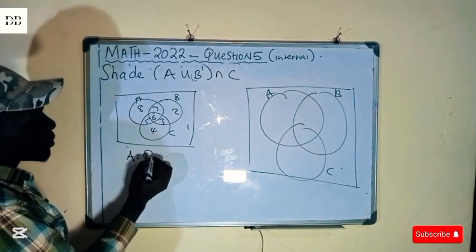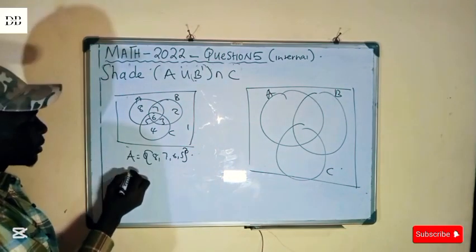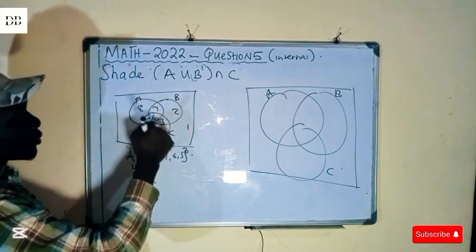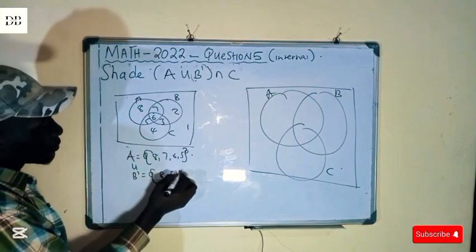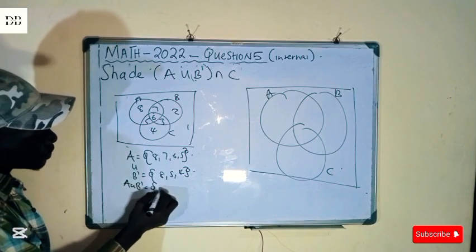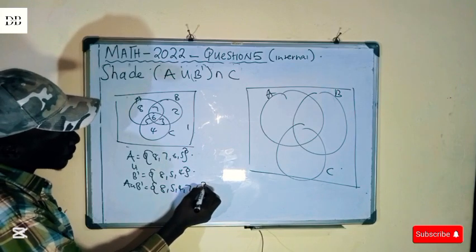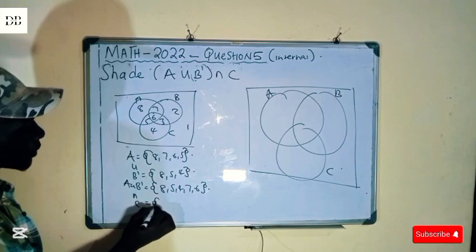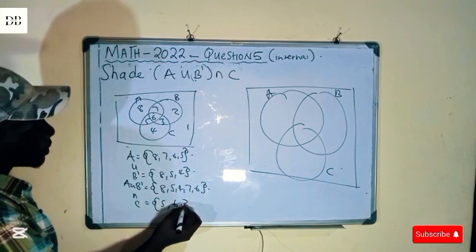Our A in this case, we have 8, 7, 6, 5. And then we have union. Our B complement is equal to things that are not found in B. We have 8, 5, and 4. Then uniting them, we have A union B complement, which is equal to 8, 5, 4, 7, 6. And then we intersect it with C. So things found in C, we have 5, 6, 3, 4.